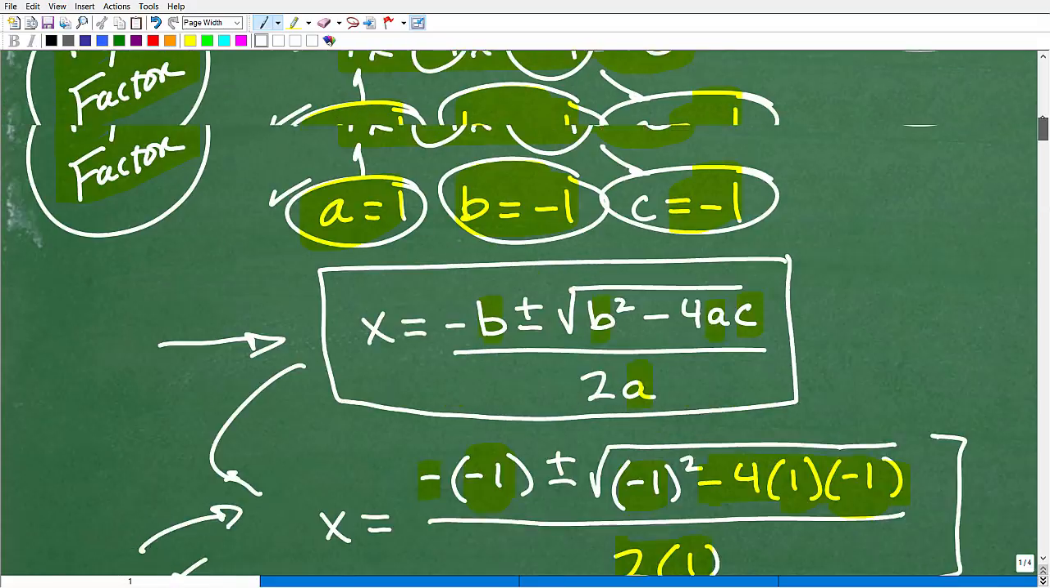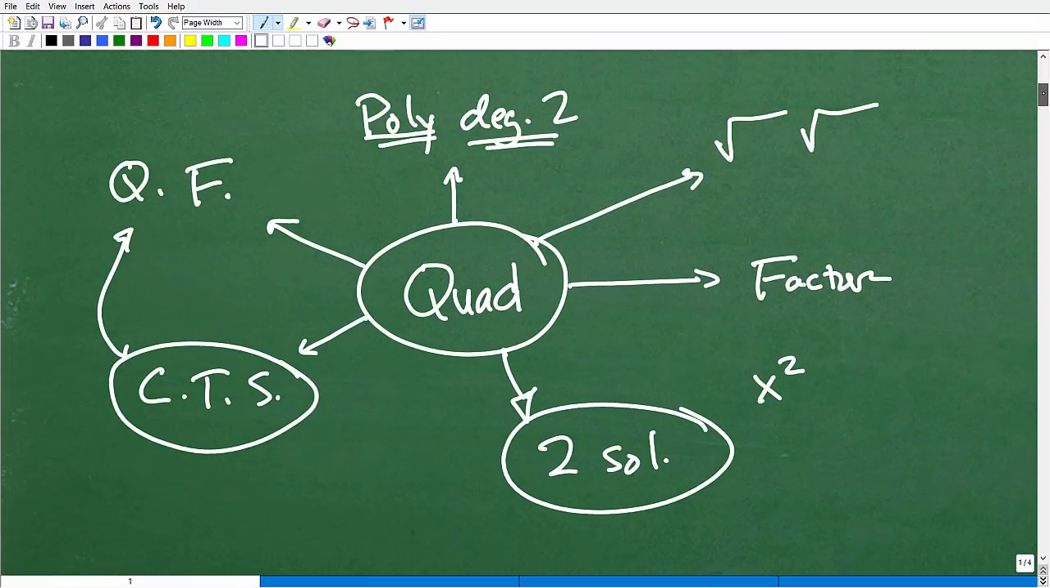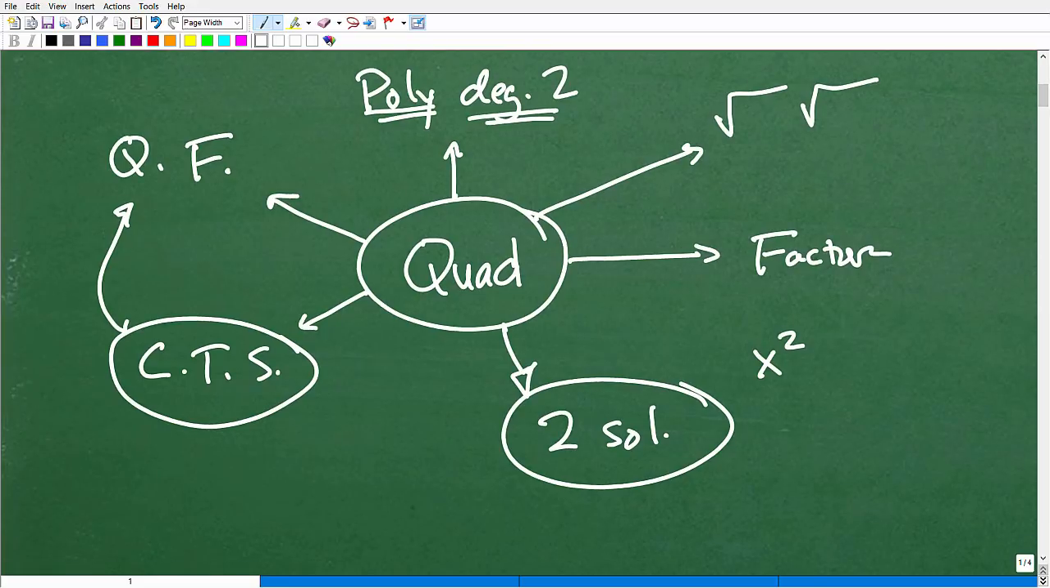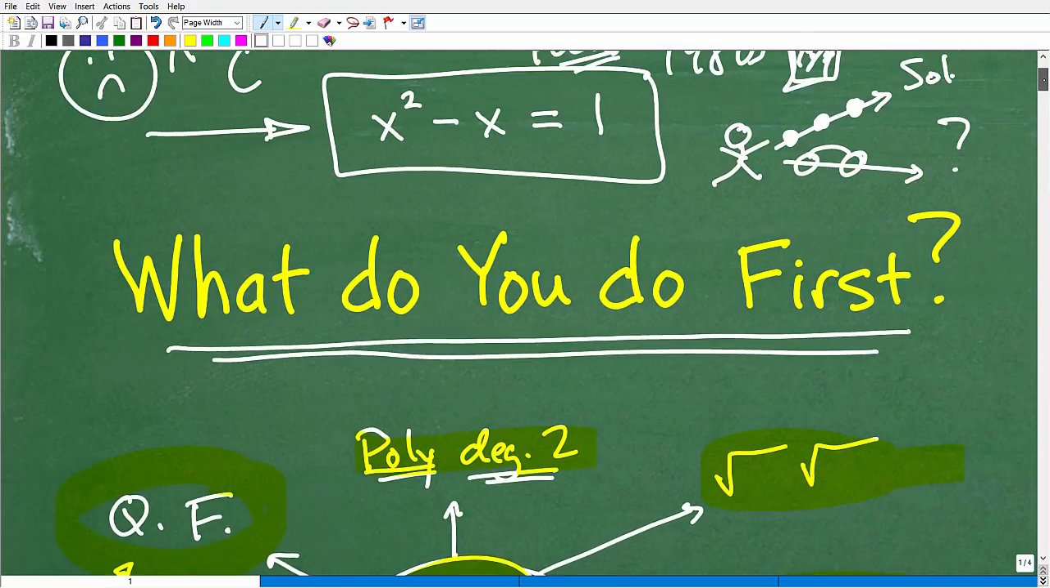Again, quadratic equations, there's tons of stuff you need to know about them, what they are. They're a polynomial of degree 2. They're always going to have 2 solutions. Sometimes we can take the square root of both sides. Sometimes we can factor. But when none of these options work, we have to fall back on the quadratic formula. And again, there's this thing called completing the square, which is like the long version, but you're going to need to know how to do this as well. So just a quick overview of quadratic equations.